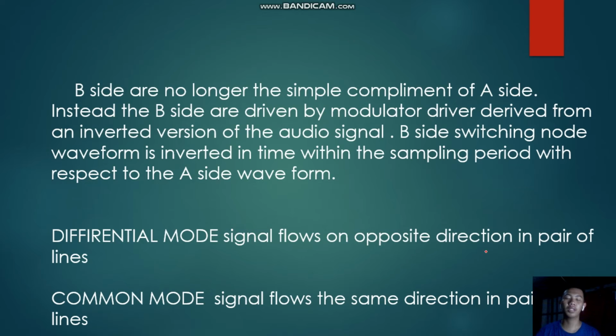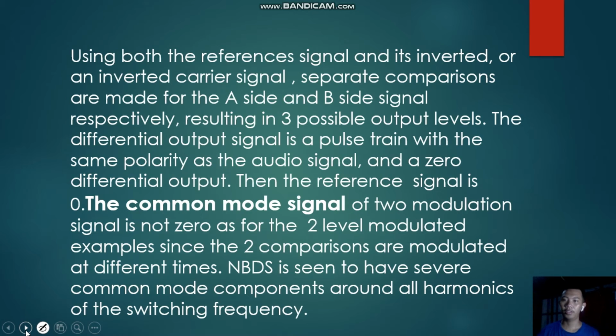Differential mode: signal flows in opposite directions in a pair of lines. Common mode: signal flows in the same direction in a pair of lines. Using both references, the signal's inverted or uninverted carrier signal, separate comparisons are made for the A side and B side signal respectively, resulting in three possible output signals. The differential output signal is a pulse train with the same polarity as the audio signal and a zero differential output when the reference signal is zero.